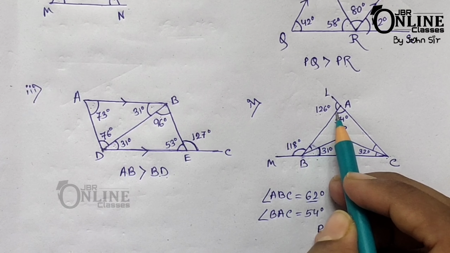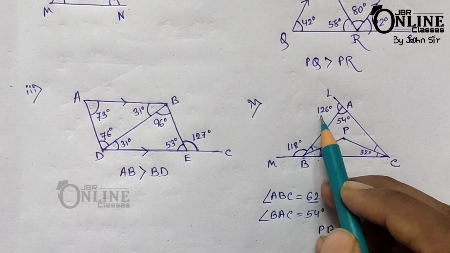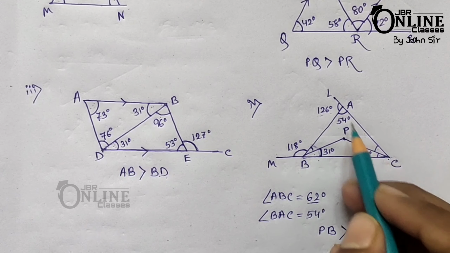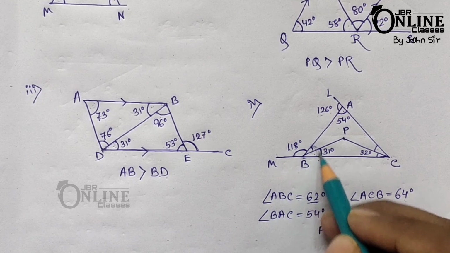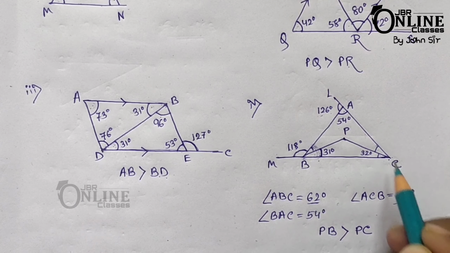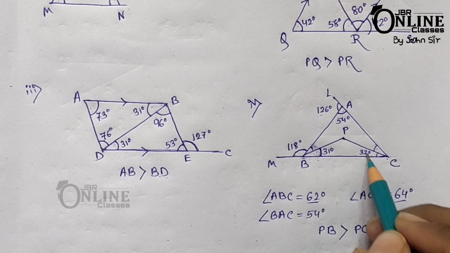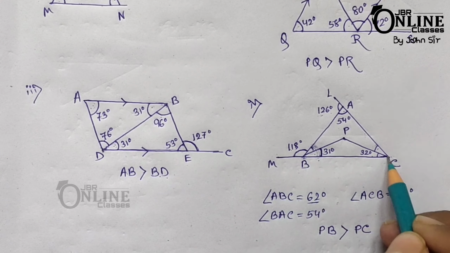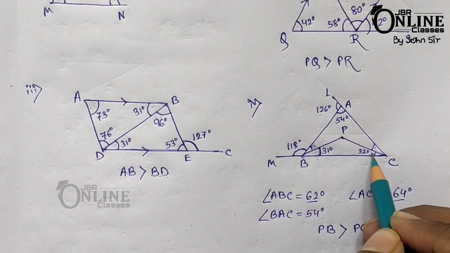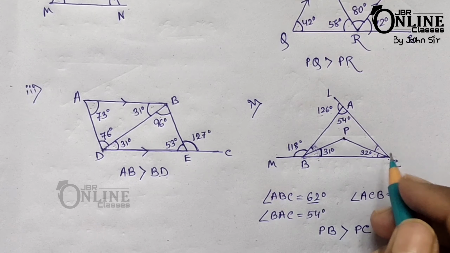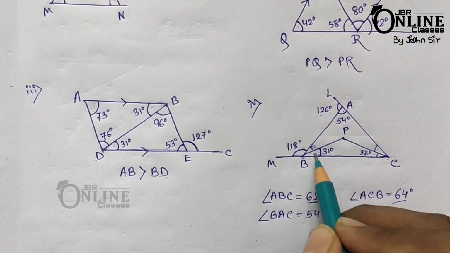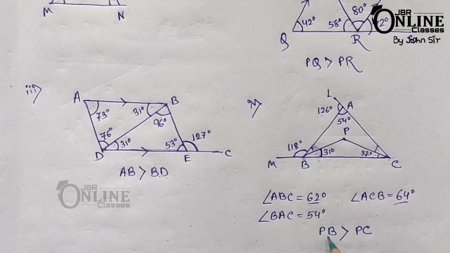Here the angle equals 54 degrees. Subtract 126 from 180 and you will get 54 degrees. Now in this triangle, you know this one equals 54 and this one equals 62, so the rest of the angle equals 64 degrees. So the half of 64 equals 32 degrees. In the triangle PBC, this angle equals 31, this angle equals 32, and you have to say which one is greater, PB or PC. PB is the opposite of 32, PC is the opposite of 31. So 32 is greater, that means PB is greater than PC.